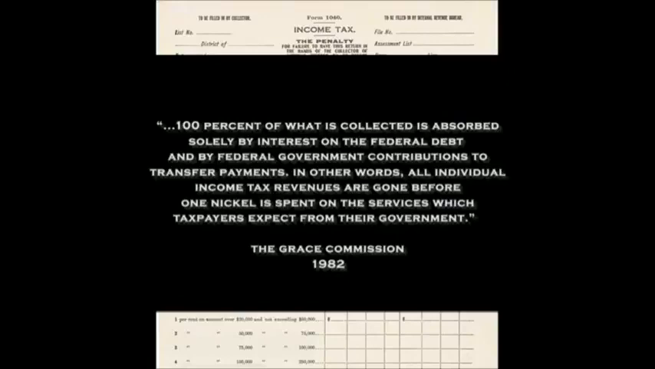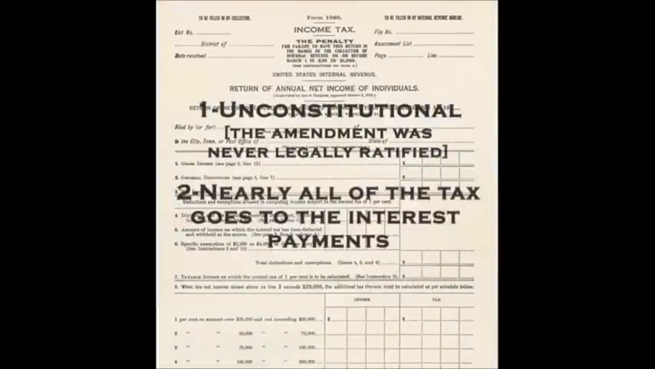In other words, all individual income tax revenues are gone before one nickel is spent on the services which taxpayers expect from their government. Today, the money Americans make working 3 months out of the year goes almost entirely to the interest fees charged for the debt-based fiat currency. The fact is, the federal income tax exists to feed the Federal Reserve federal government money machine, making sure the interest payments are always there.